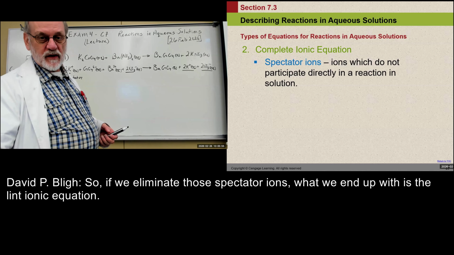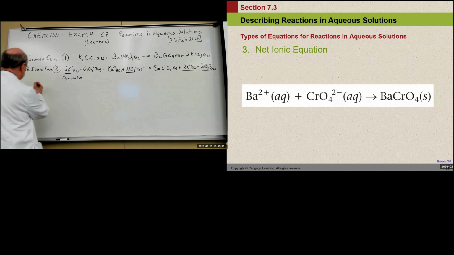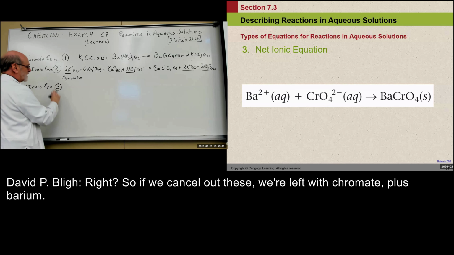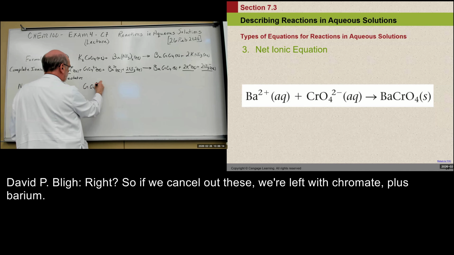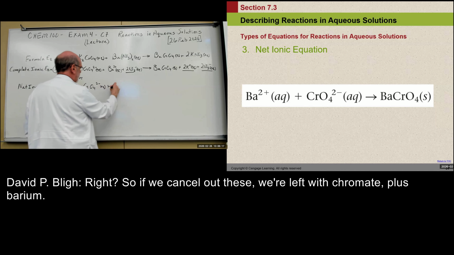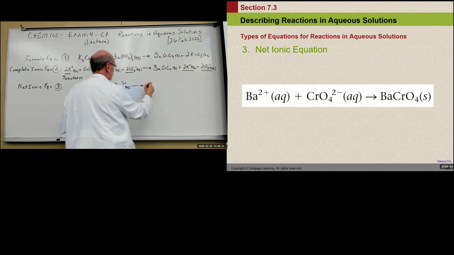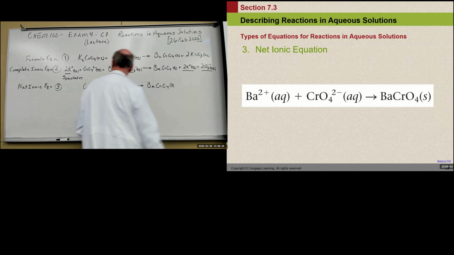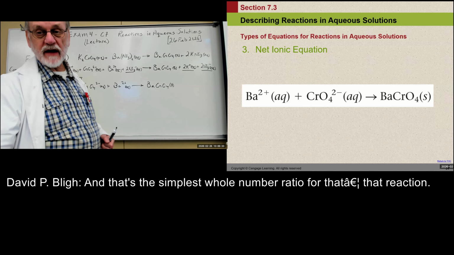So if we eliminate those spectator ions, what we end up with is the net ionic equation. Right? So if we cancel out these, we're left with chromate plus barium yields barium chromate. Okay? And that's the simplest whole number ratio for that reaction.